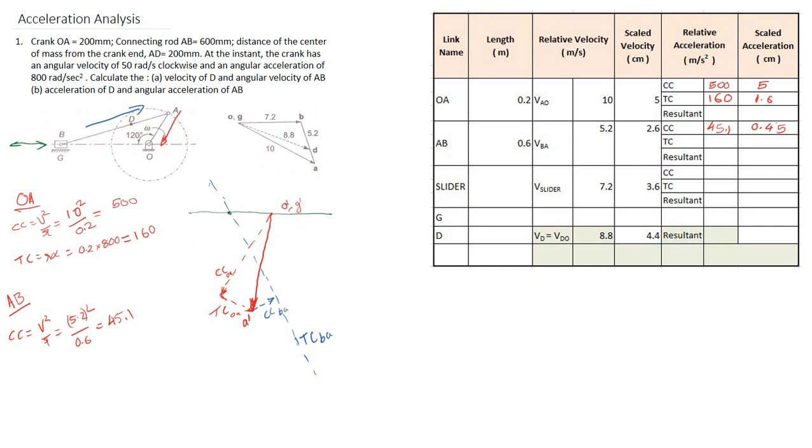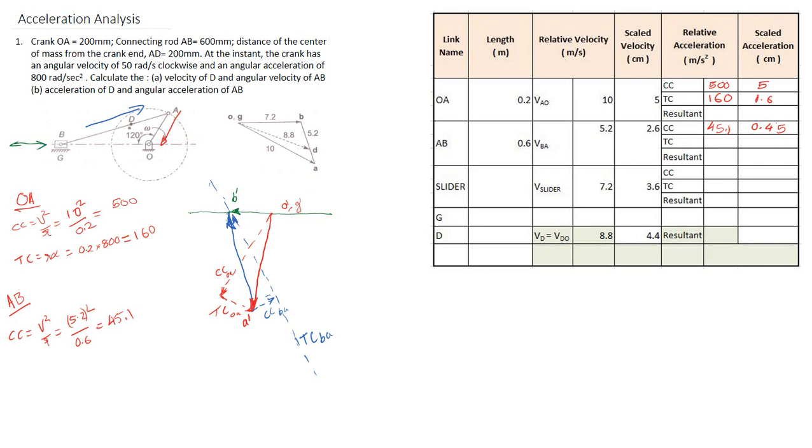So here you have an intersection point, and that point will be the point B dash. The direction will be like this. Next you have to complete the acceleration diagram by drawing the vector A dash B dash.